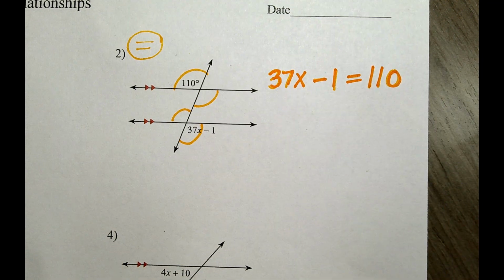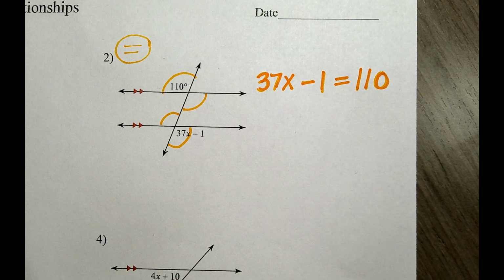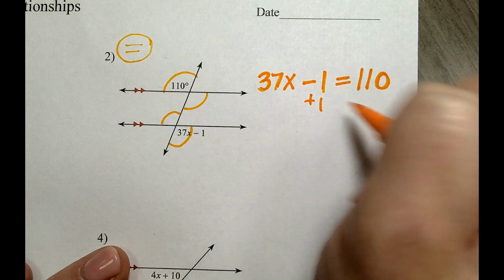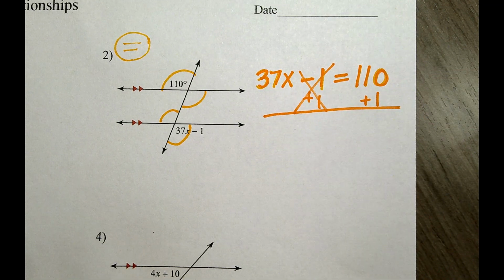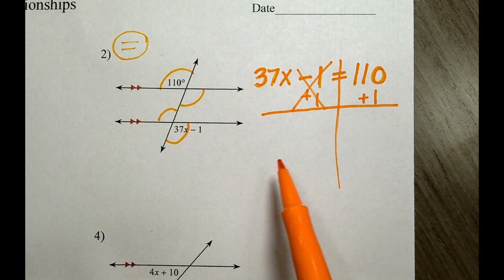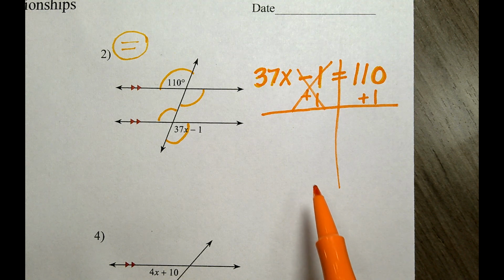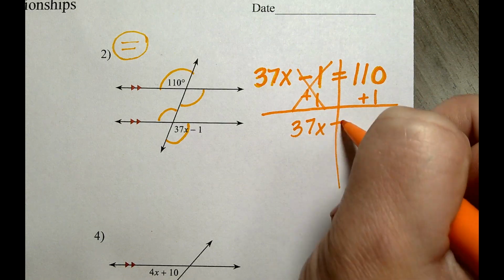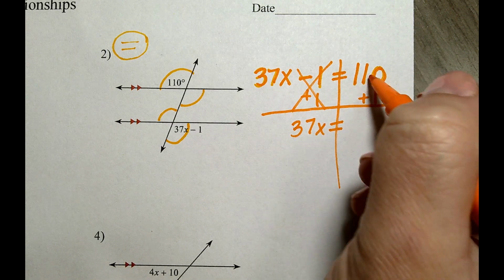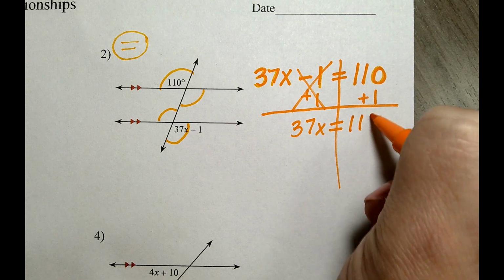So here's my equation. They are equal. What would I do to solve this? Plus 1. Let's get rid of 1. Good. Plus 1 on both sides. And where do I go from here? 37x equals 110 plus 1, which is 111.